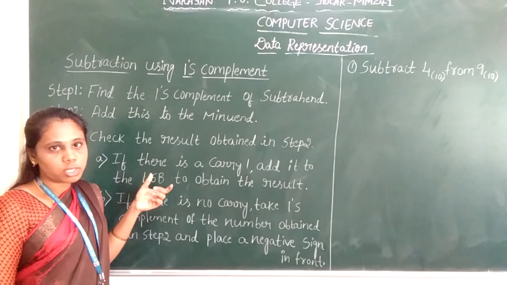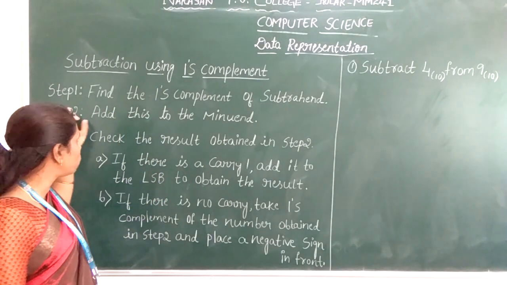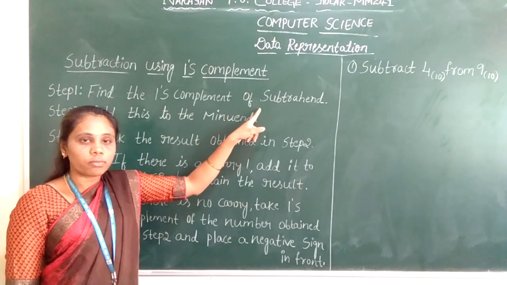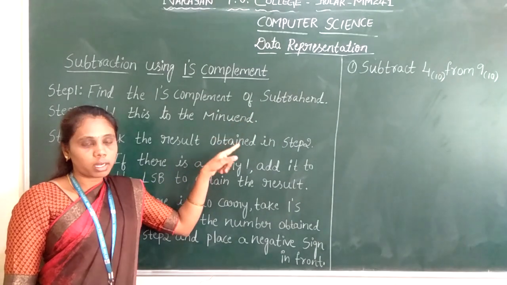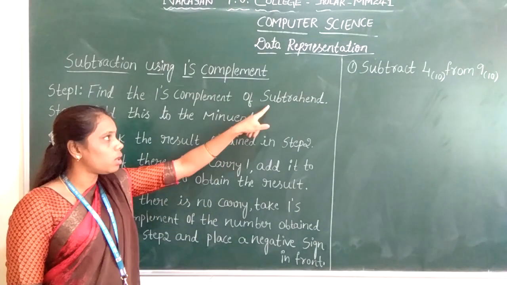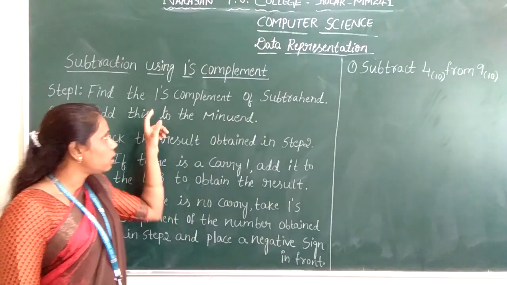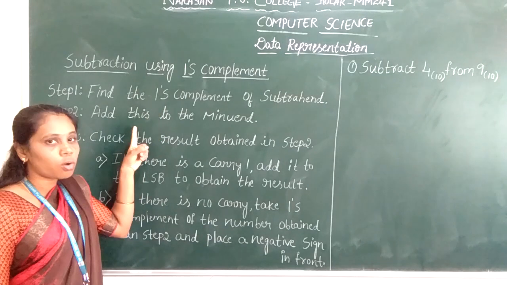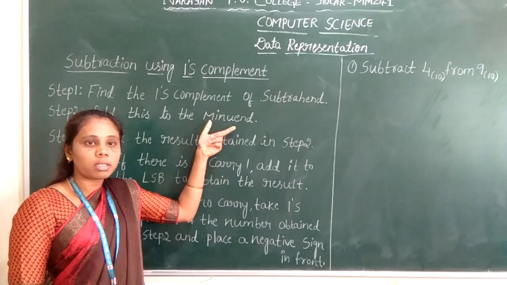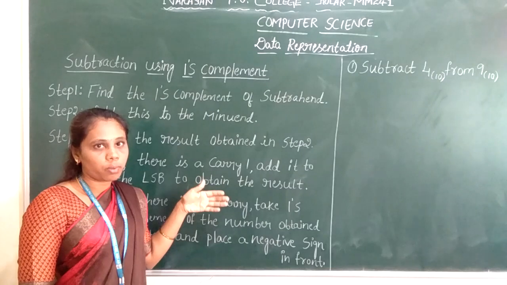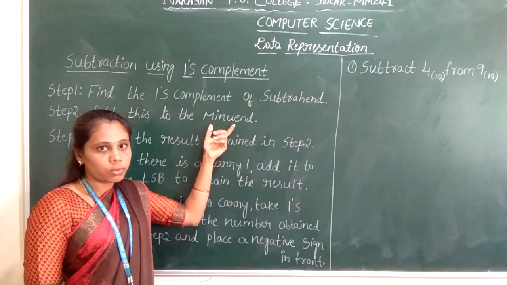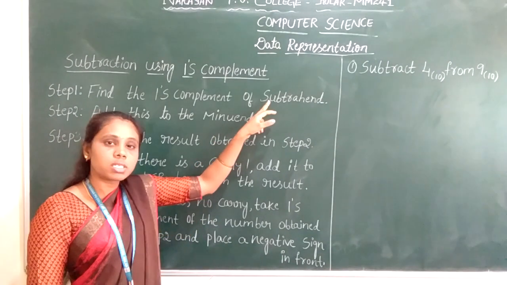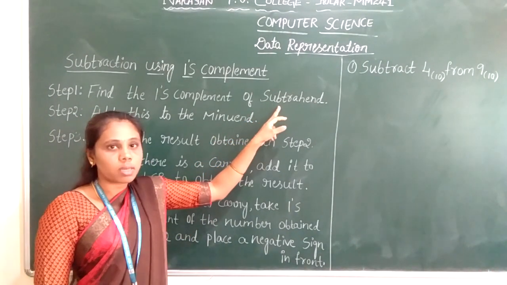We have a few steps here. The first one is to find the 1's complement of the subtrahend. Here subtrahend refers to the number which we are subtracting, and find out its 1's complement. In the next step, add this 1's complement to the minuend. Minuend means the number from which we are subtracting. The number from which we are subtracting we call the minuend, and the number which we are subtracting we call the subtrahend.